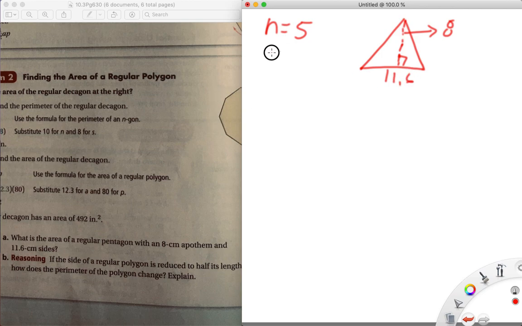So we have a side of 11.6. So I know that in order to find the perimeter, it's going to be n times the number of sides. Since it's a pentagon, I know that it's 5. So it's going to be 5 times 11.6, which means we have a perimeter of 58.